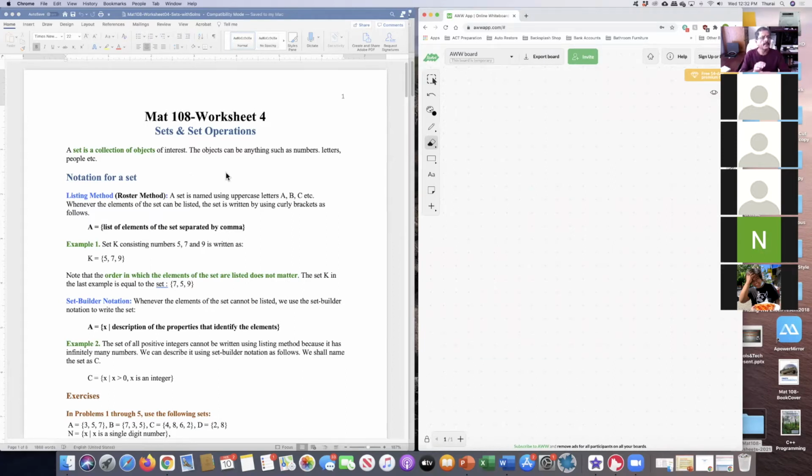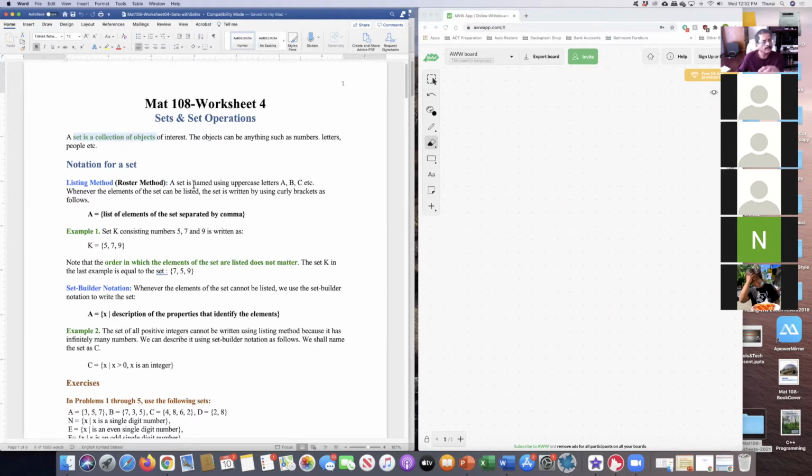A set is a collection of objects. The objects can be anything. It can be numbers, letters, people, doesn't matter. Any objects of interest. You collect a bunch of them, then it's called a set.